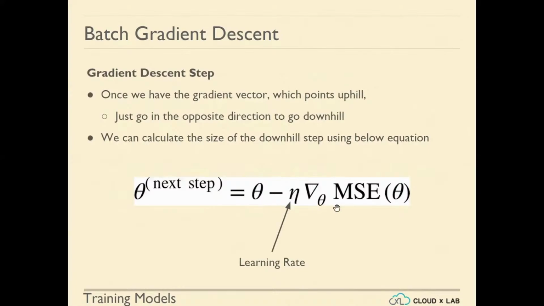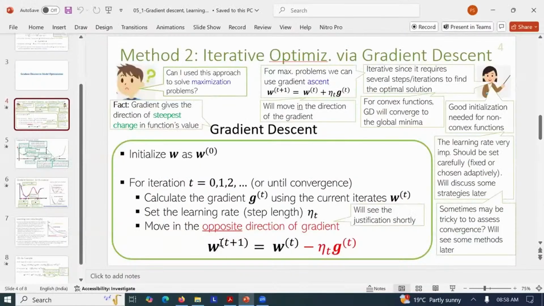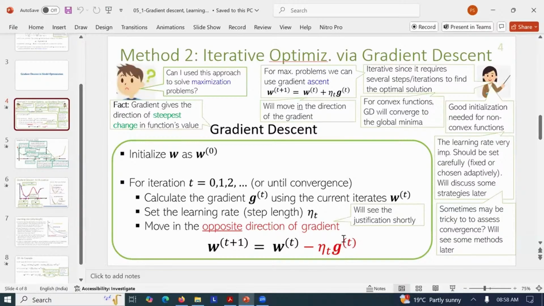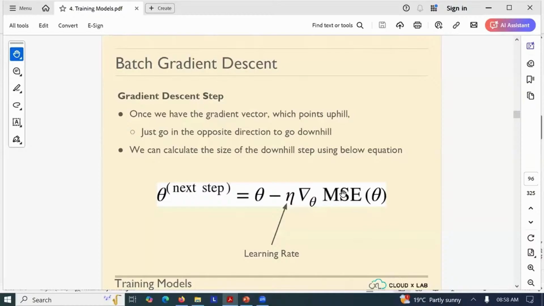So this step I have already discussed, right? It's nothing but the same equation that I've shown. New value is equal to old value minus learning rate times gradient, right? Here I'm using g_t to show the gradient vector, and here we are writing this function to show the gradient of MSE with respect to the unknown parameter theta, right?